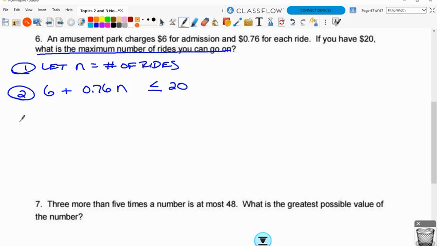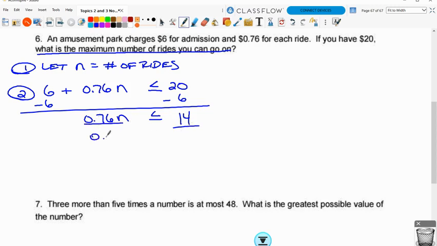The variable term is on the left. It's got the constant positive 6 with it. So we'll start by subtracting 6 on each side. On the left, 6 minus 6 is 0, leaving us with 76 hundredths n. 20 minus 6 is 14, and subtracting will preserve the symbols. So 76 hundredths n is less than or equal to 14. Now let's get the value of n. n is being multiplied by 76 hundredths, so we'll divide each side by 76 hundredths.